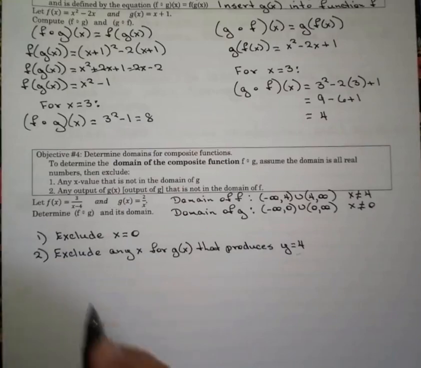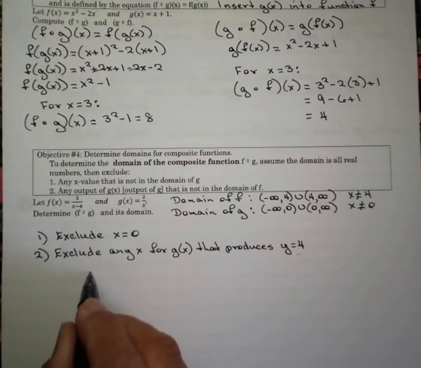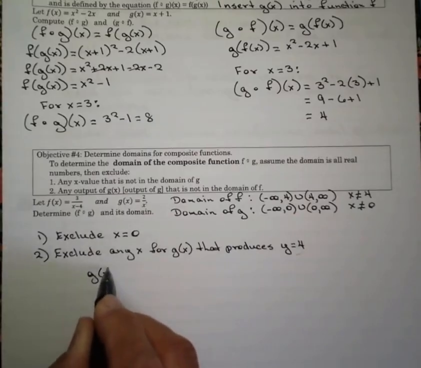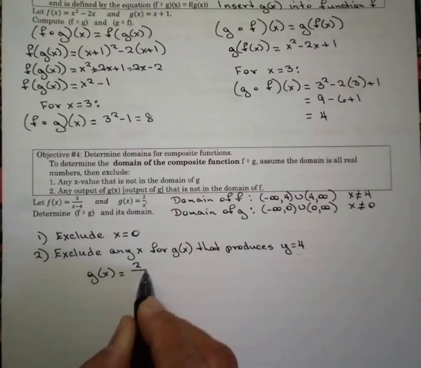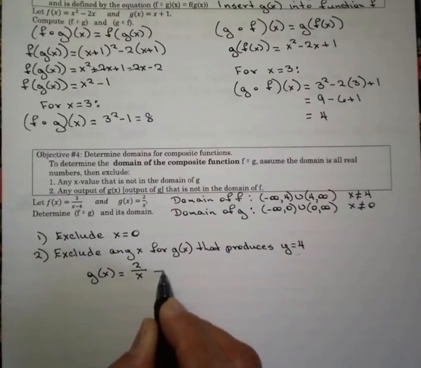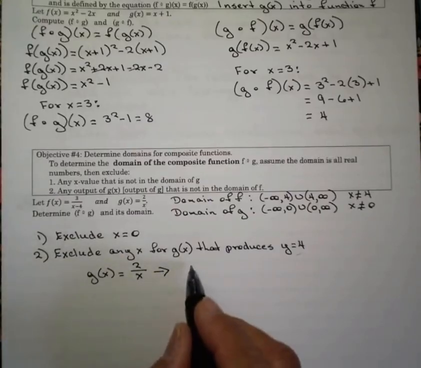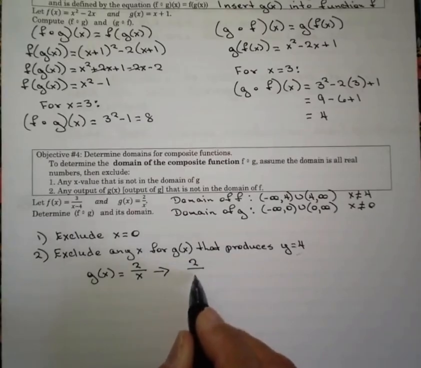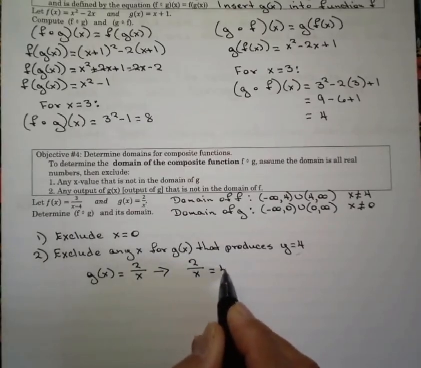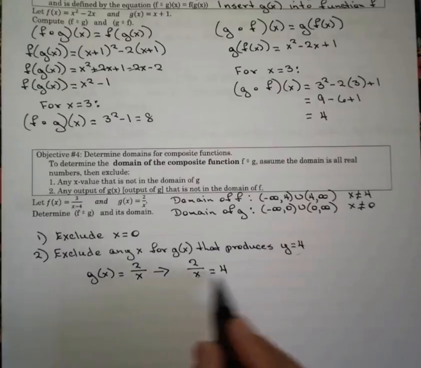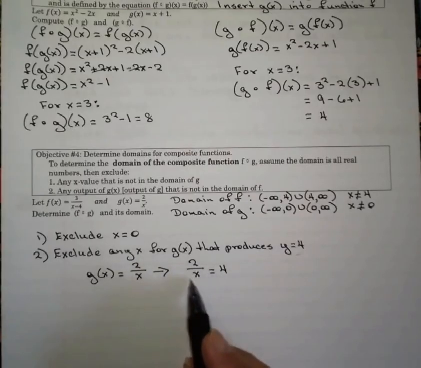So now I just need to figure out what that is. Since, and I'll just write it down, my g of x function is equal to 2 over x, isn't it? So therefore, where am I going to have a problem? Well, if 2 over x is equal to 4, that's my problem. So I can't have this. I'm going to figure out what number would cause 2 over x. What x value is going to cause that to be a 4?